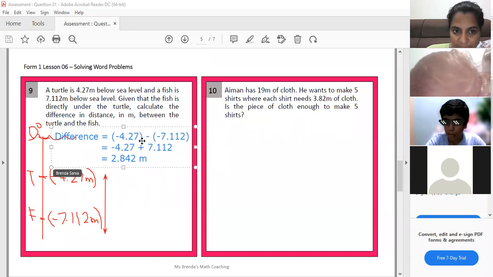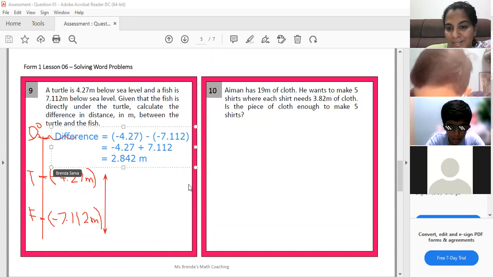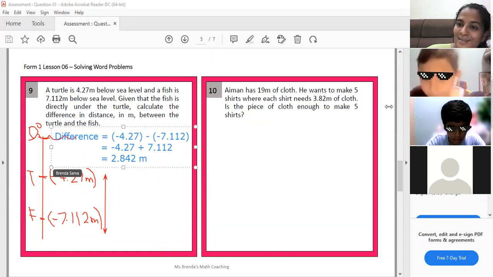Negative 4.27 minus negative 7.112. Open up the bracket, negative negative becomes positive. Work it out in your calculator and you get 2.842 meters. Got it? Can you solve word problems now?